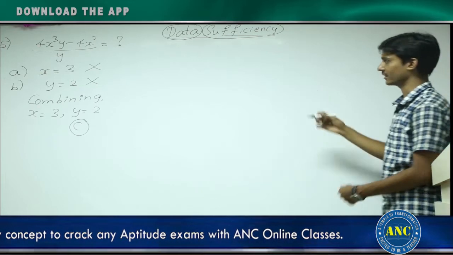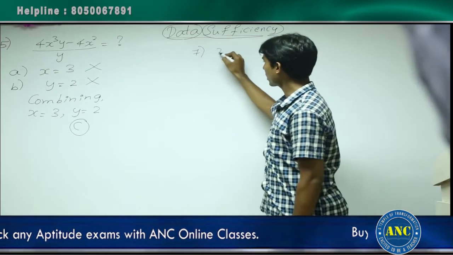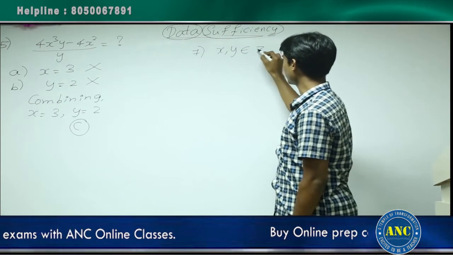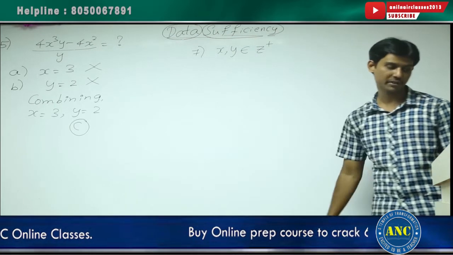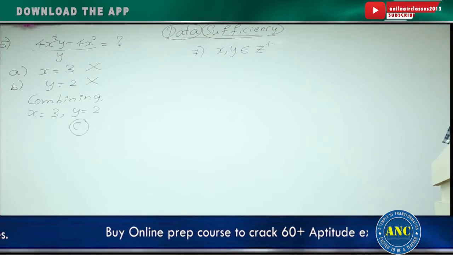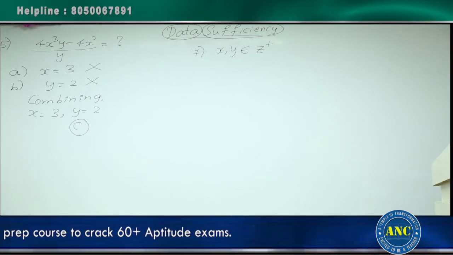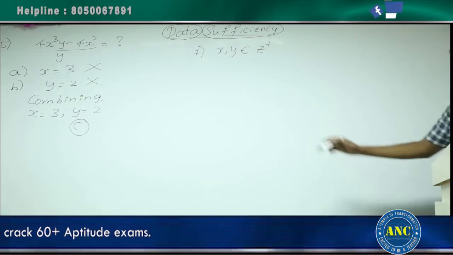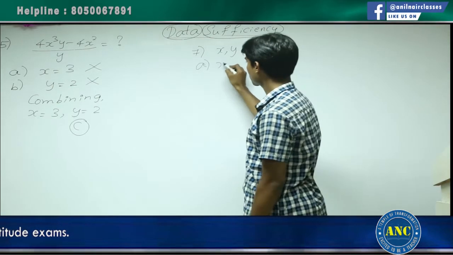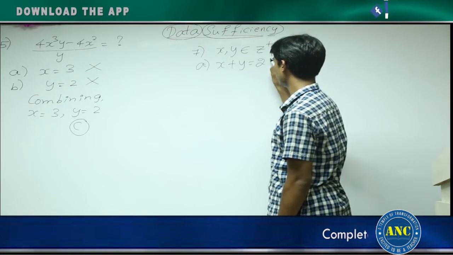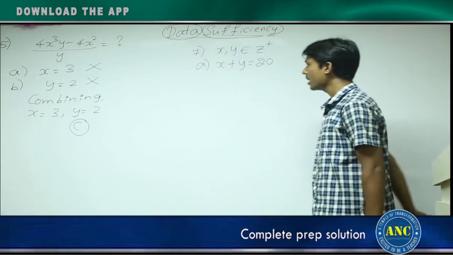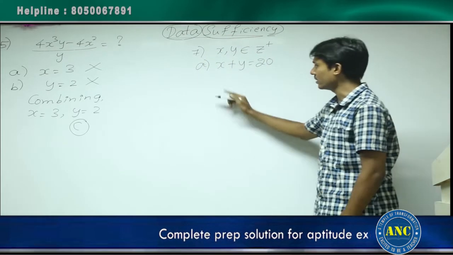If x and y are both positive integers, they are telling x comma y belongs to positive integers. How much greater is x than y? They are comparing x and y. How much x is greater than y is the question, right? First statement alone. X plus y equal to 20. Listen to this carefully. Students will make a mistake in this question. X plus y equal to 20.